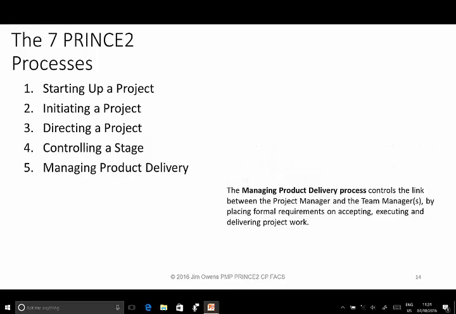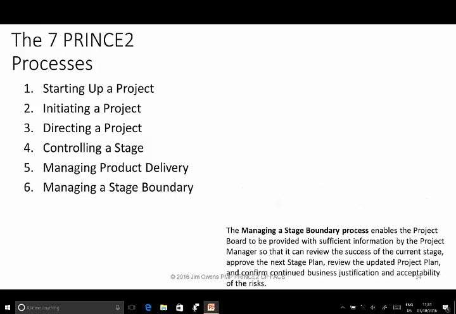Process number 5, managing product delivery. The managing product delivery process controls the link between the project manager and the team managers by placing formal requirements on accepting, executing and delivering project work. Process number 6, managing a stage boundary. The managing a stage boundary process enables the project board to be provided with sufficient information by the project manager so that it can review the success of the current stage, approve the next stage plan, review the updated project plan, and confirm continued business justification and acceptability of the risks.